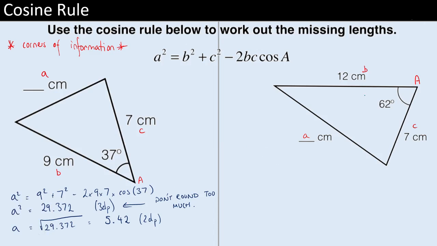And then we plug things into the cosine rule. So a squared is b squared plus c squared minus 2bc cos a. Remember, all of those things have got multiplications between them. So a squared is 12 squared plus 7 squared minus 2 times 12 times 7 times cos 62.